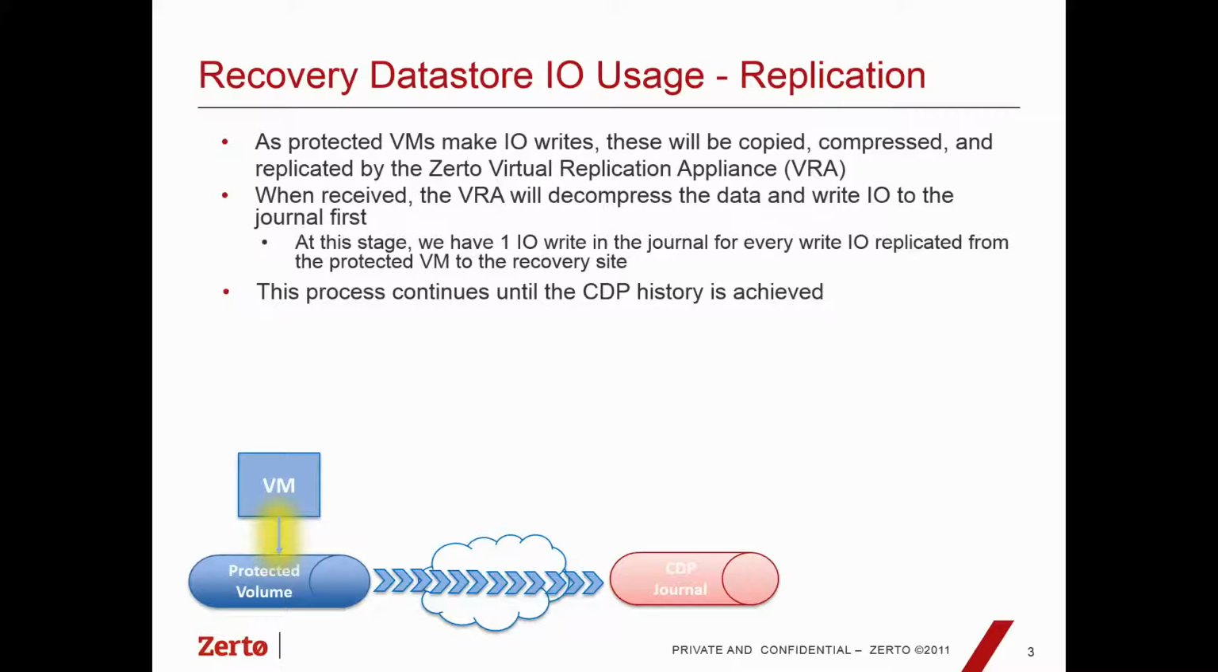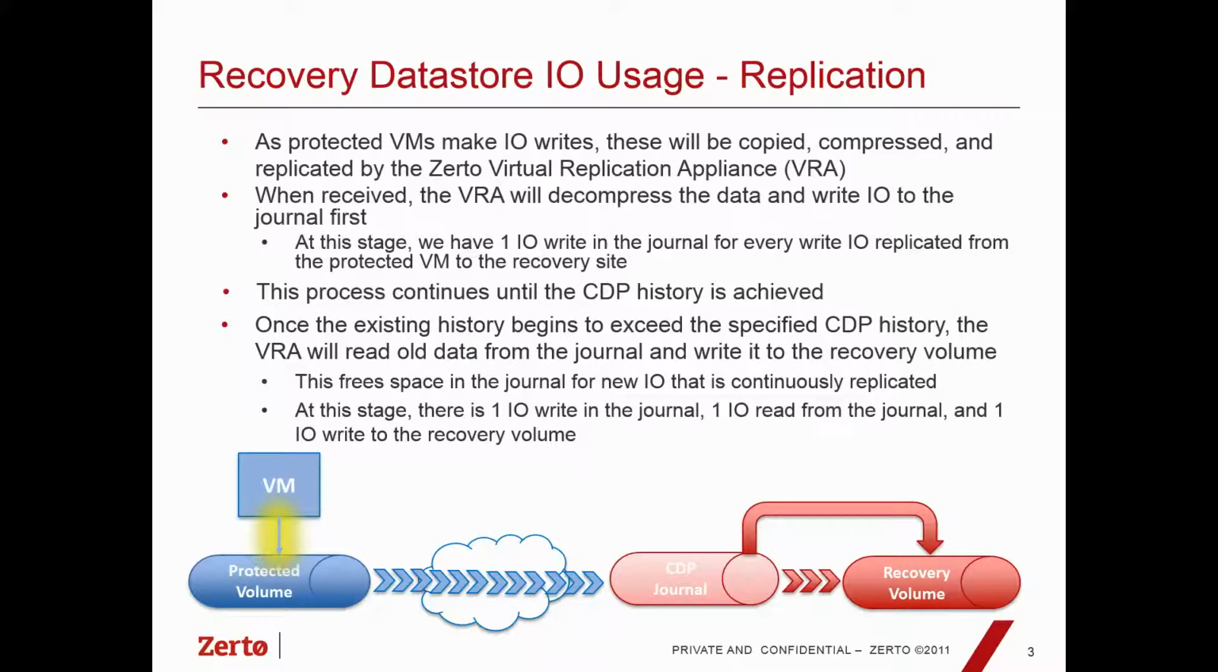Once the CDP history has been met as specified on the protection group settings, the VRA will then begin to read the oldest data that's within the oldest checkpoints. This data will be read from the journal and then applied to the recovery volumes. The idea here is that we want to remove the old data from the journal since it's no longer in scope in terms of the specified CDP history, and this will allow us to create more space on the CDP journal for the newer I/O that's going to come in.